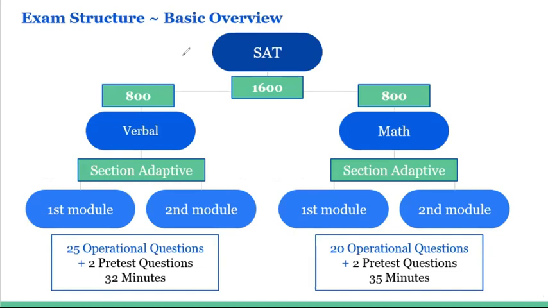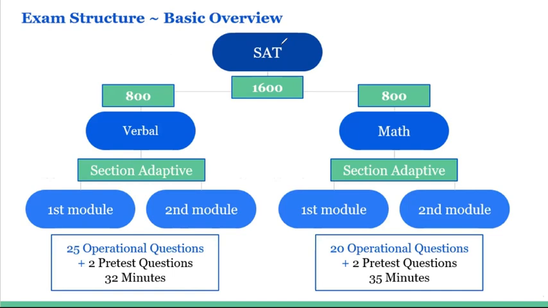In the basic exam view, you can see that the whole SAT is divided into two major sections, that is your verbal and mathematics, both comprising 800 marks with a point increment of 10. So you always get a score like 650, 720, 730, 740, and so on.